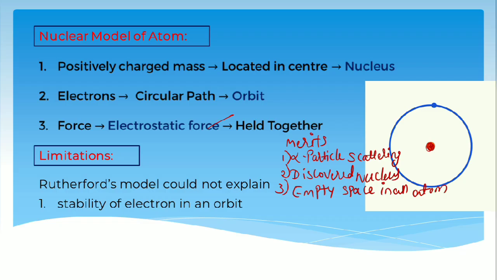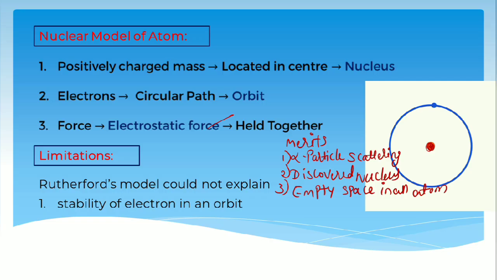So what are the limitations? Suppose a fan is rotating and suddenly the power is switched off. Will it keep rotating forever? The answer is no. So according to classical physics, a moving electron should continuously lose energy and eventually fall into the nucleus. Therefore, atoms should collapse, atoms should be unstable.